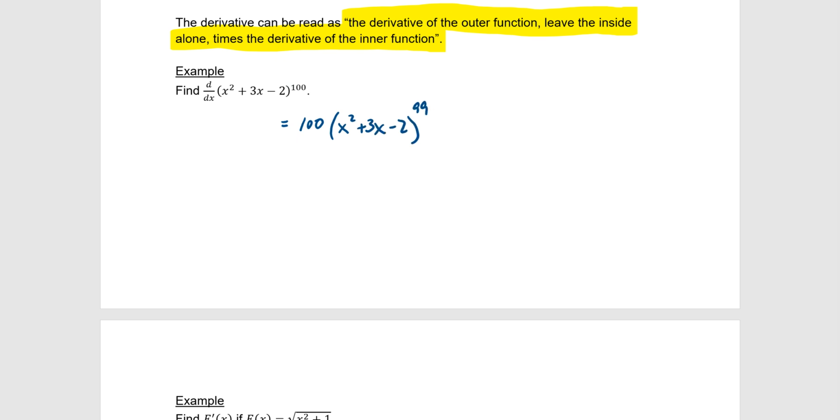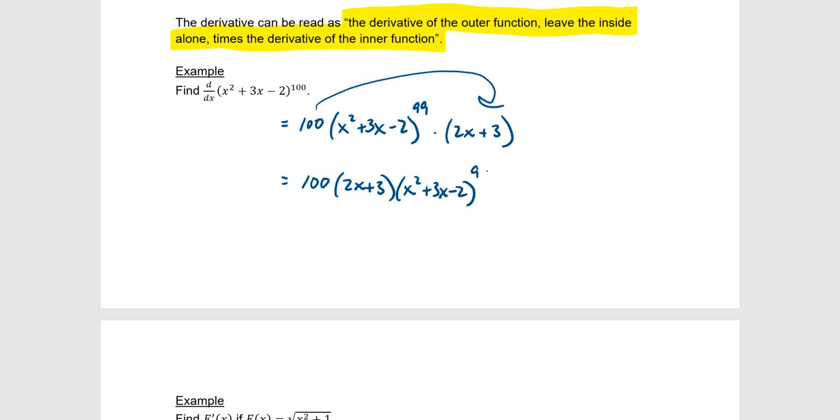Subtract 1 from the exponent. Multiply by the derivative of the inside. The derivative of x squared plus 3x minus 2 is 2x plus 3. So we can simplify this a little bit. I'm just going to leave it as 100, and I'm just going to rewrite the order: 100 times 2x plus 3 times x squared plus 3x minus 2 to the 99th power.